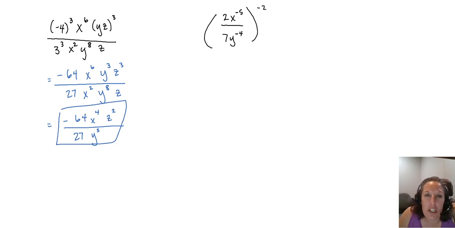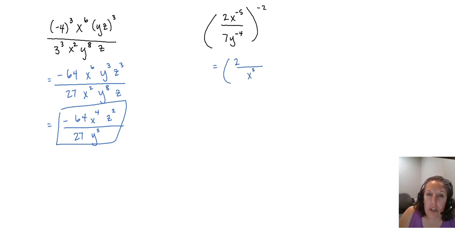And this last one, we've got 2x to the -5th over 7y to the -4th. All of that fraction is raised to the -2. Now there's a couple of different paths that we can take on this one. I tend to like to simplify on the inside and then work my way out. So I'm going to go ahead and do that. So 2 is not raised to any power. It's going to stay in the numerator where it is, but that x to the -5th is going to become an x to the 5th on the bottom.